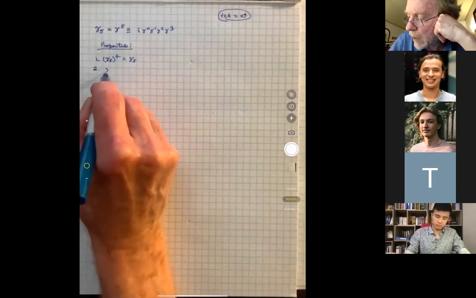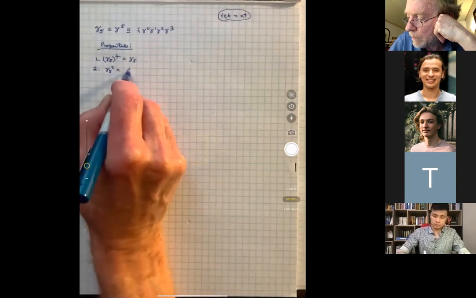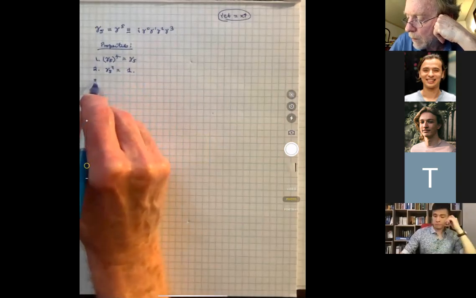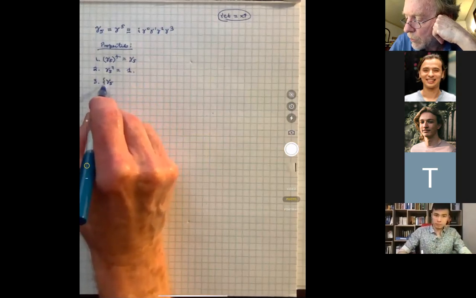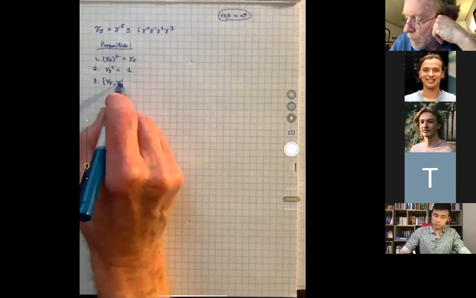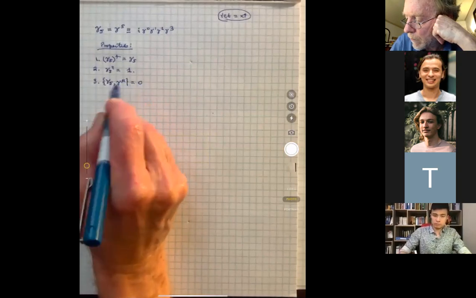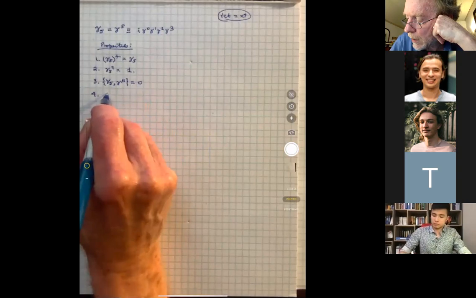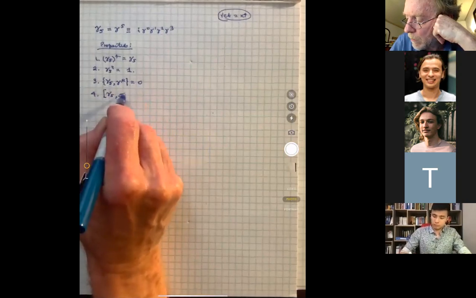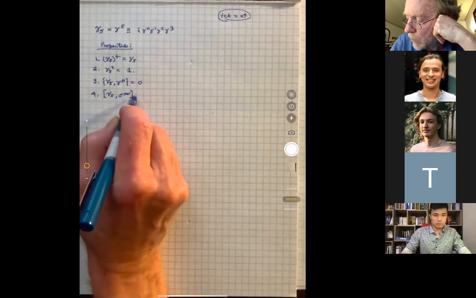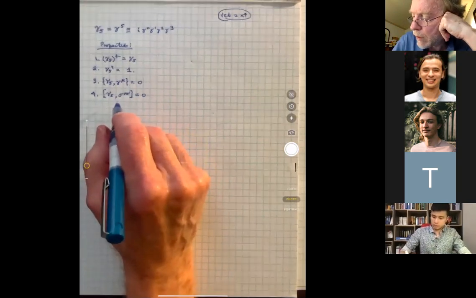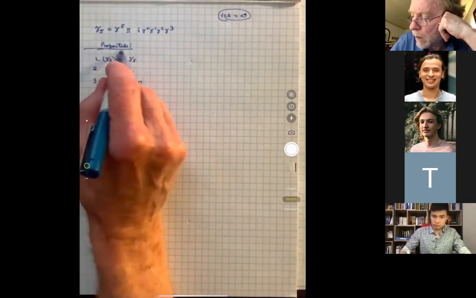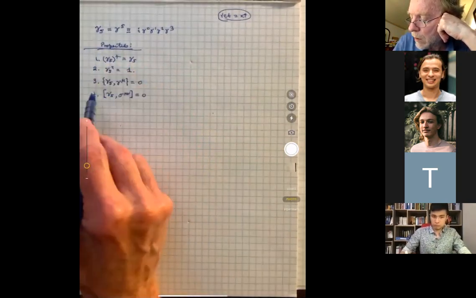The second one is that gamma 5 squared is the identity. The third one is that gamma 5 anti-commutes with gamma mu. And the fourth property is that gamma 5 not anti-commutes, but commutes with sigma mu nu, which is, of course, the Dirac tensor set of Dirac matrices.